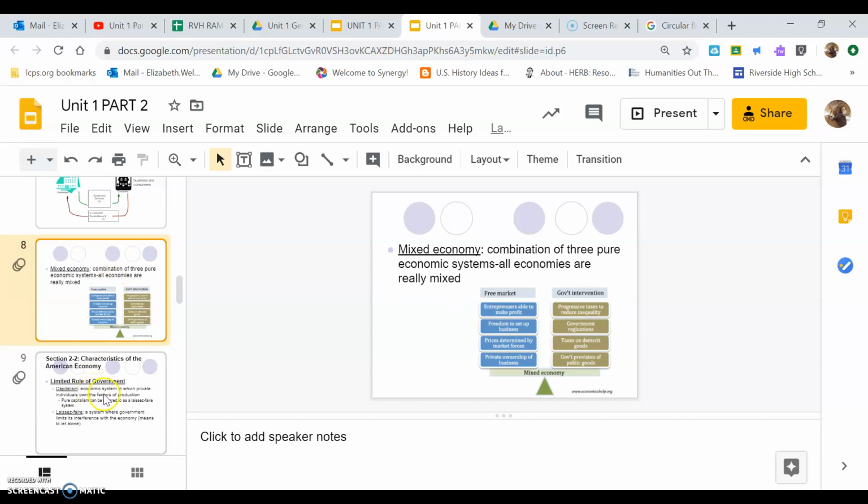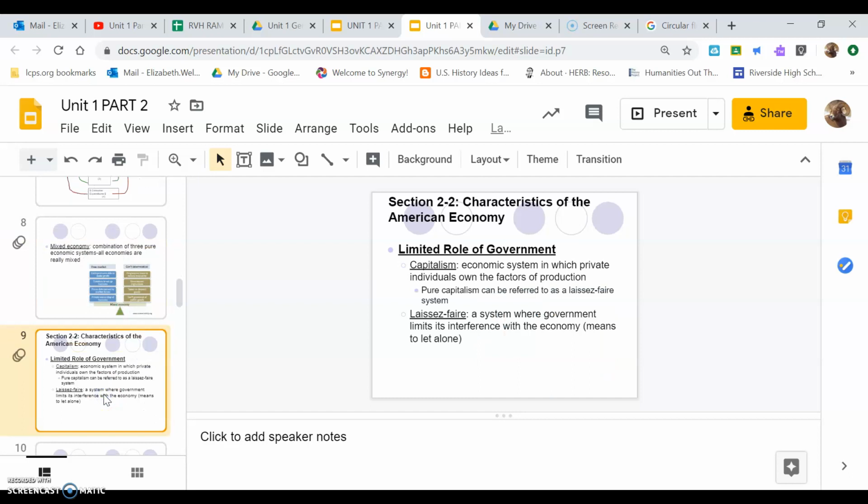I've got to move on for time. Remember that for a market system, you have capitalism and laissez-faire very much tied in. Laissez-faire is where the government doesn't interfere with the economy, so right now is not a laissez-faire time. Government is very much interfering. Capitalism is the economic system in which private individuals own the factors of production, and that's still the case, which gives more credence to we're a mixed economy.